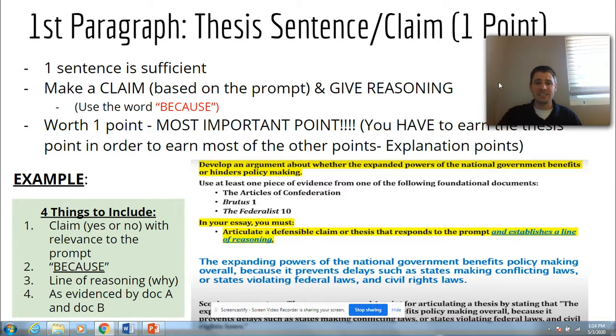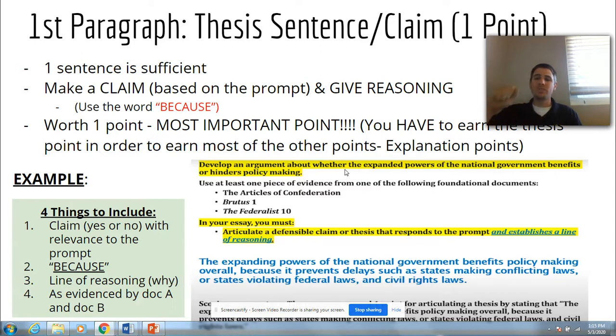So in this case, develop an argument. Here's our example about whether the expanded powers of the national government benefits or hinders policymaking. So you've got to distinctly say in your claim whether the federal government getting bigger helps, benefits, or hinders our ability to make laws. So that's the first part of your sentence, and I would include it all in your thesis. The second part is to say because.